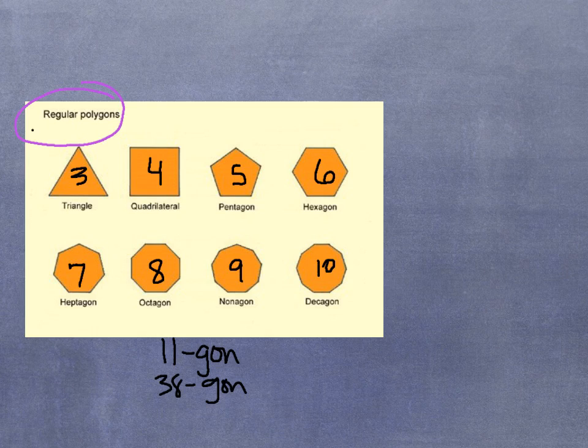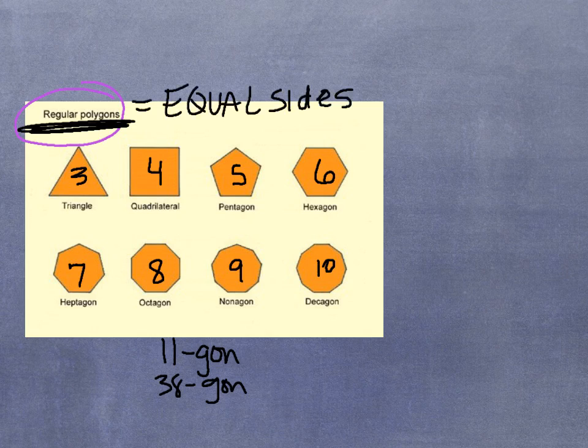And it says regular here. I don't know if you remember what regular means, but regular means that all of their sides are equal. So regular means equal sides all the way around. And that's the first blank on the back of the first page. So equal sides all the way around. So basically this triangle here, as you notice, all the sides are equal. This quadrilateral is actually a square, the pentagon. So regular means that all the sides have the same measurements.